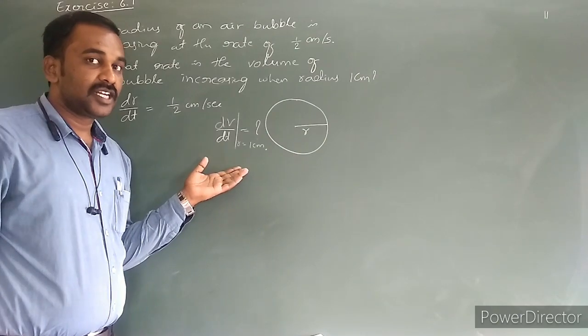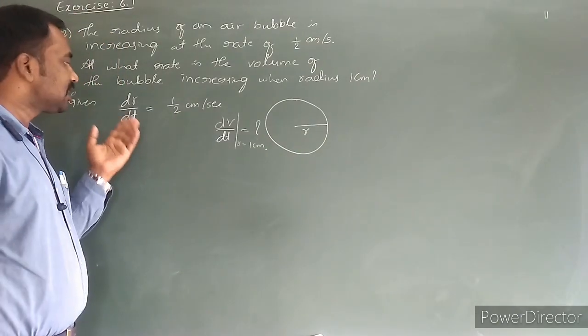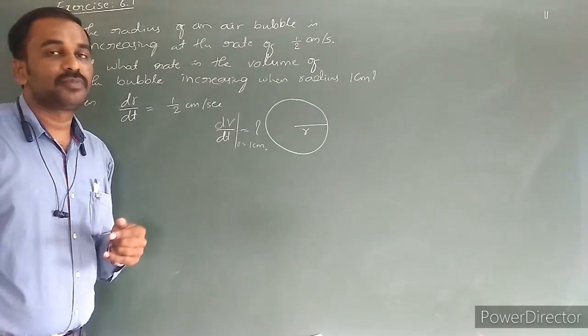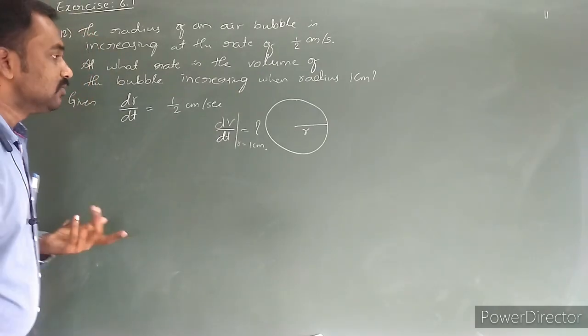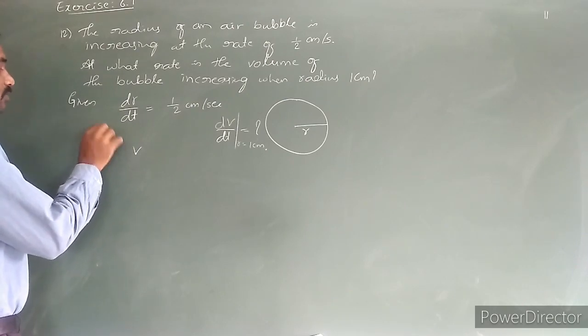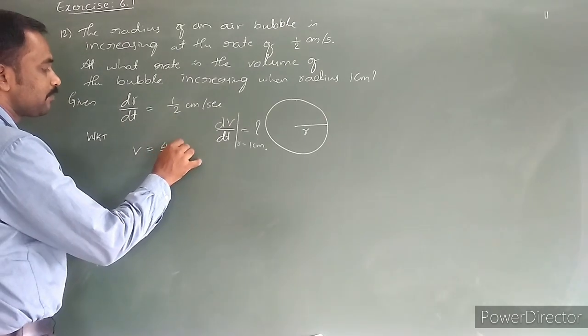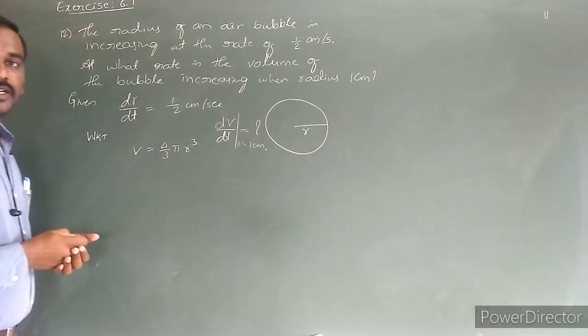Previously they gave the rate of change of volume and we found the rate of change of radius. Here the rate of change of radius is given, and we need to find the rate of change of volume. Once again the same thing: we know the volume of the sphere is 4 by 3 pi r cube.